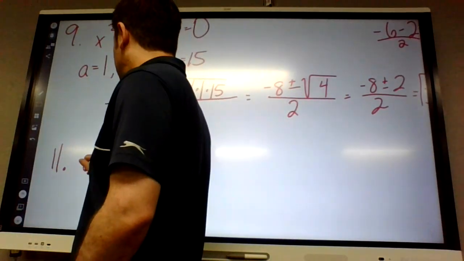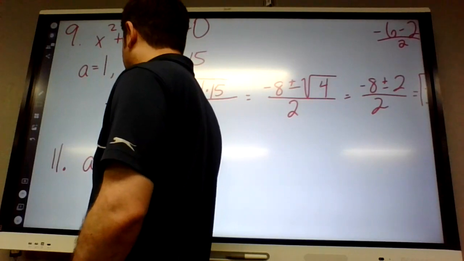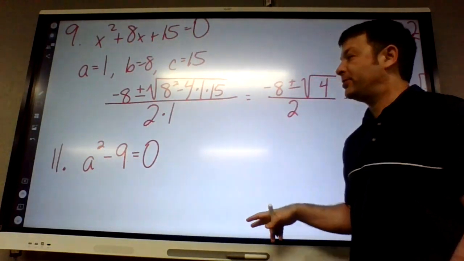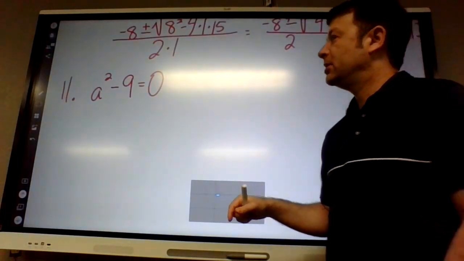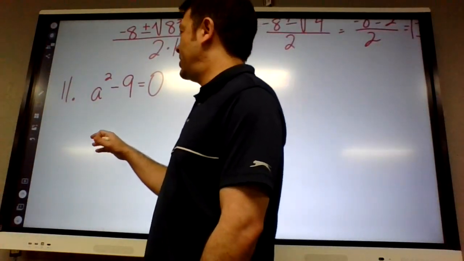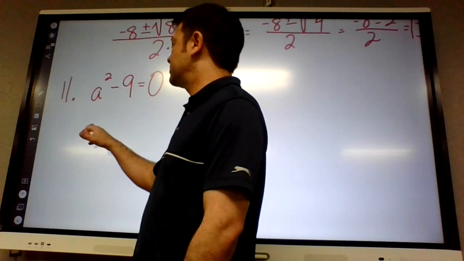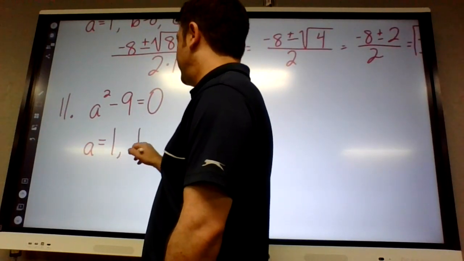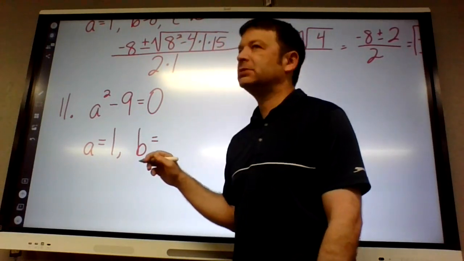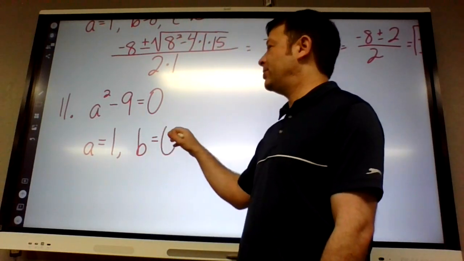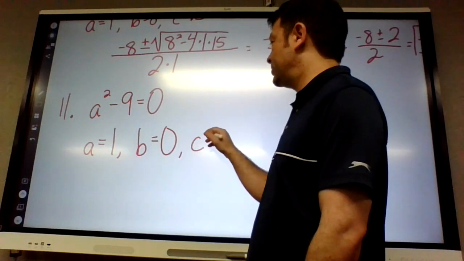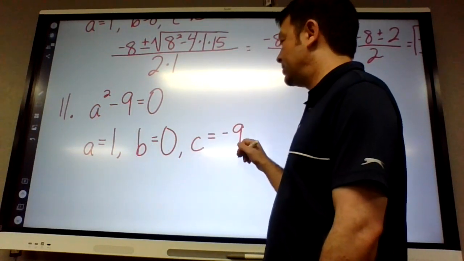A squared minus 9. Okay, this one would be very quick if you know how to factor it, but we need to practice our quadratic formula here. So what's my a value? 1. What's my b value? 0. There's no b term up here, so there's no b value. What's my c value? Negative 9.